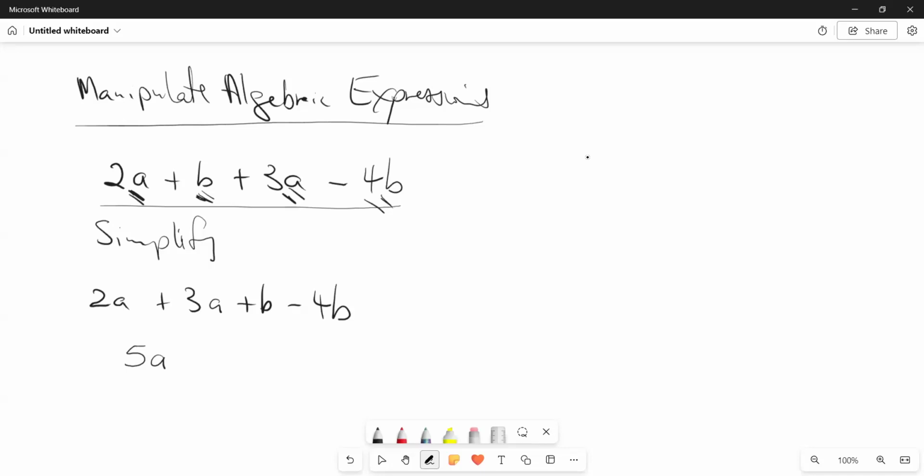So you have a B here and a minus 4B, right? You can think of this as 1B, even though we don't normally write the 1. So 1B minus 4B will give us negative 3B, right? And this here is the simplest form.